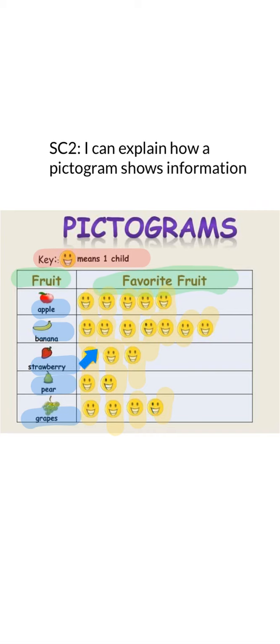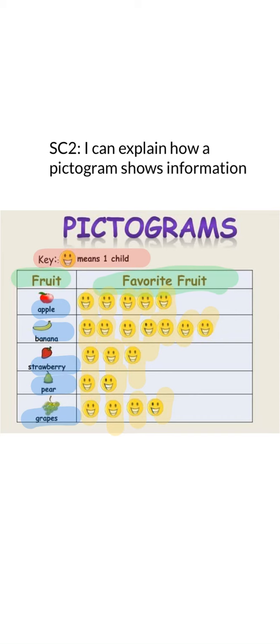3 people said their favourite fruit was strawberry. 2 people said their favourite fruit was a pear. And 4 people said that their favourite fruit was grapes. So the information that this pictogram shows us is how many people chose these fruits as their favourites.